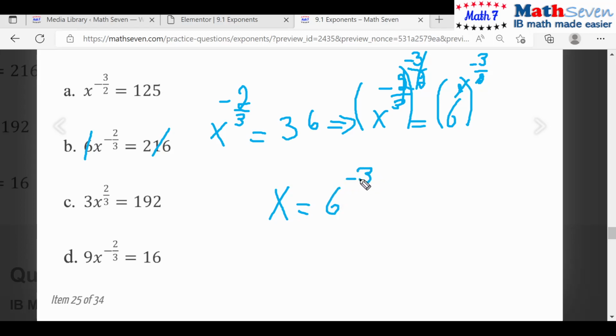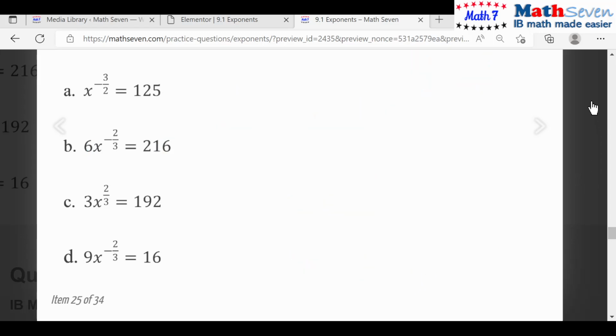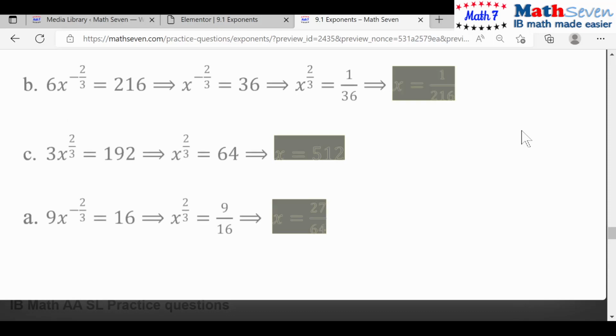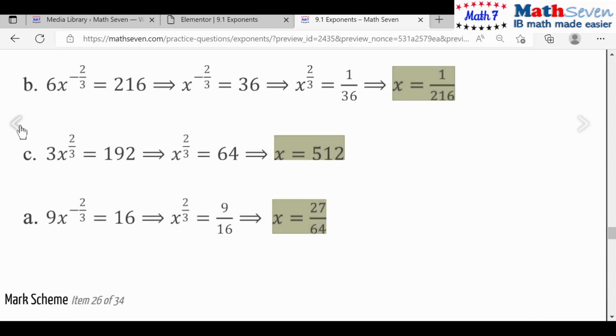What's 6 to the power of minus 3? X equals 1 over 216. That's your value. Check the mark scheme. شوف ايش بيطلع لنا answer. Clear. Take a look. 1 over 216.